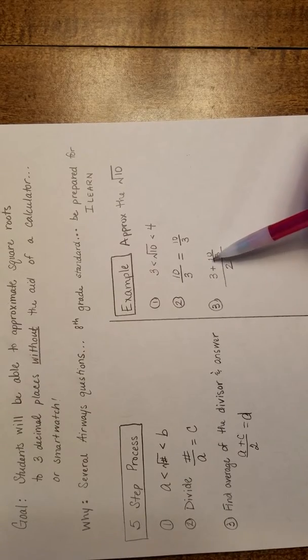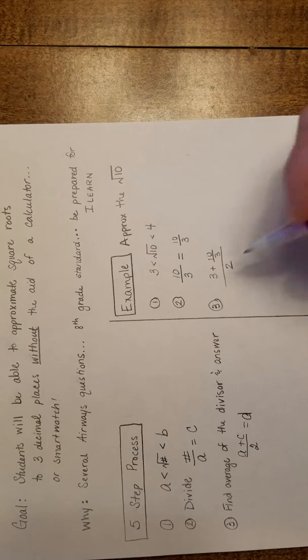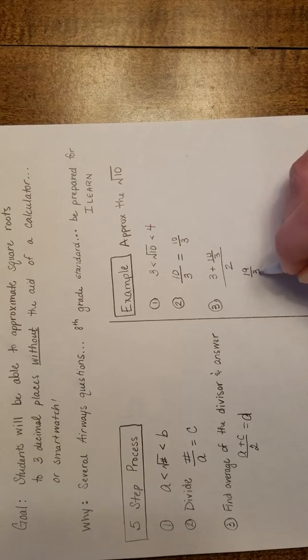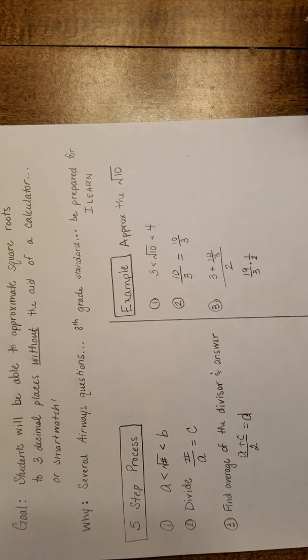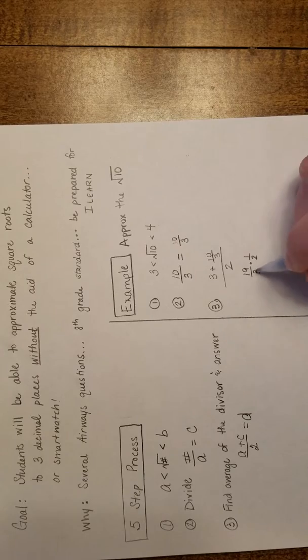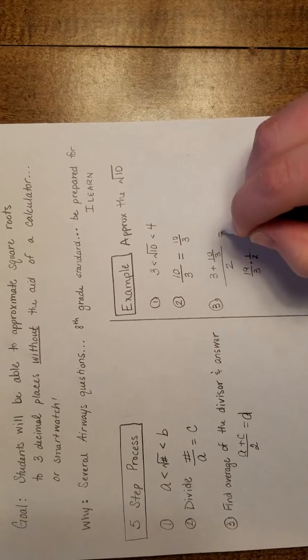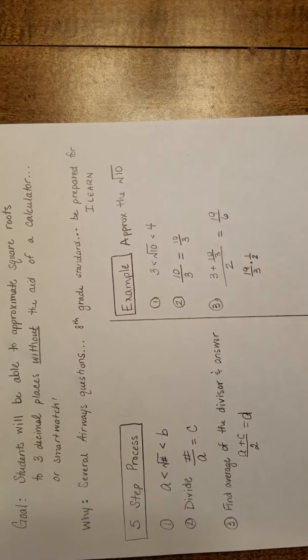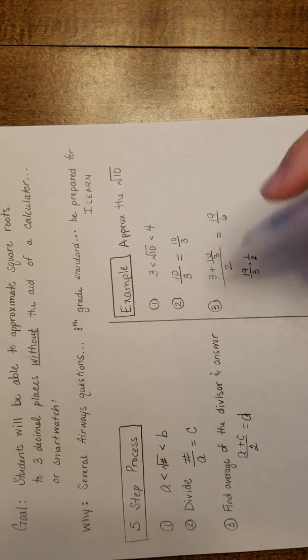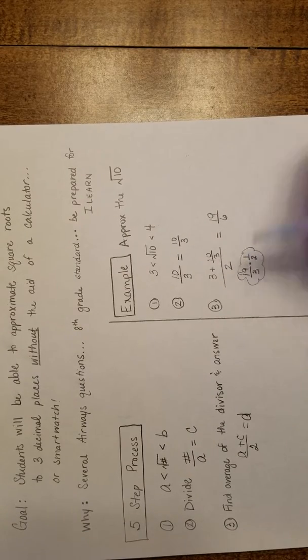3 is 9/3 plus 10/3 gives me 19/3. So I'm at 19/3. Dividing by 2 is the same thing as multiplying by a half. So really that is 19/6. Okay, there's D.